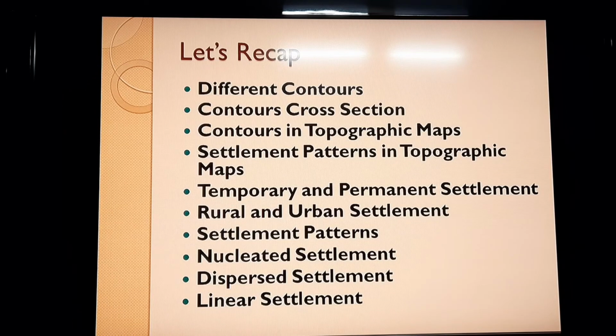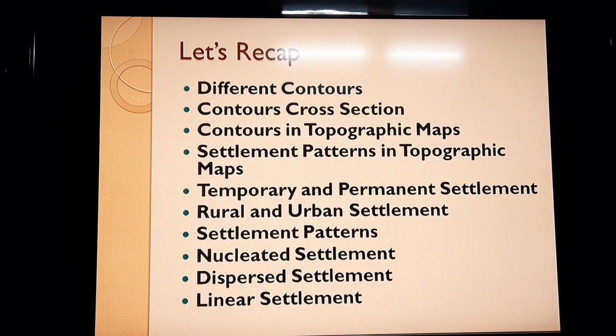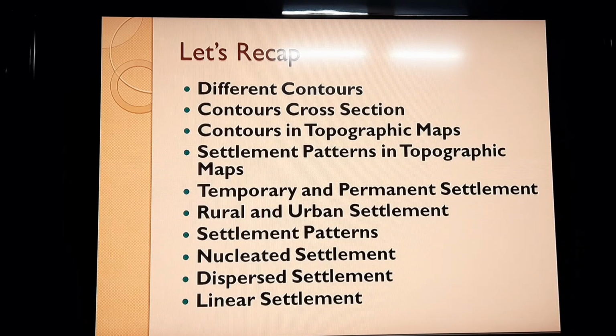Let's take a quick recap of what we have learned today. We learned about the different contours, the contour cross sections, contours in topographic maps, and settlement patterns in topographic maps. These are temporary and permanent settlement, rural and urban settlement, and settlement patterns: nucleated, scattered and linear settlement.